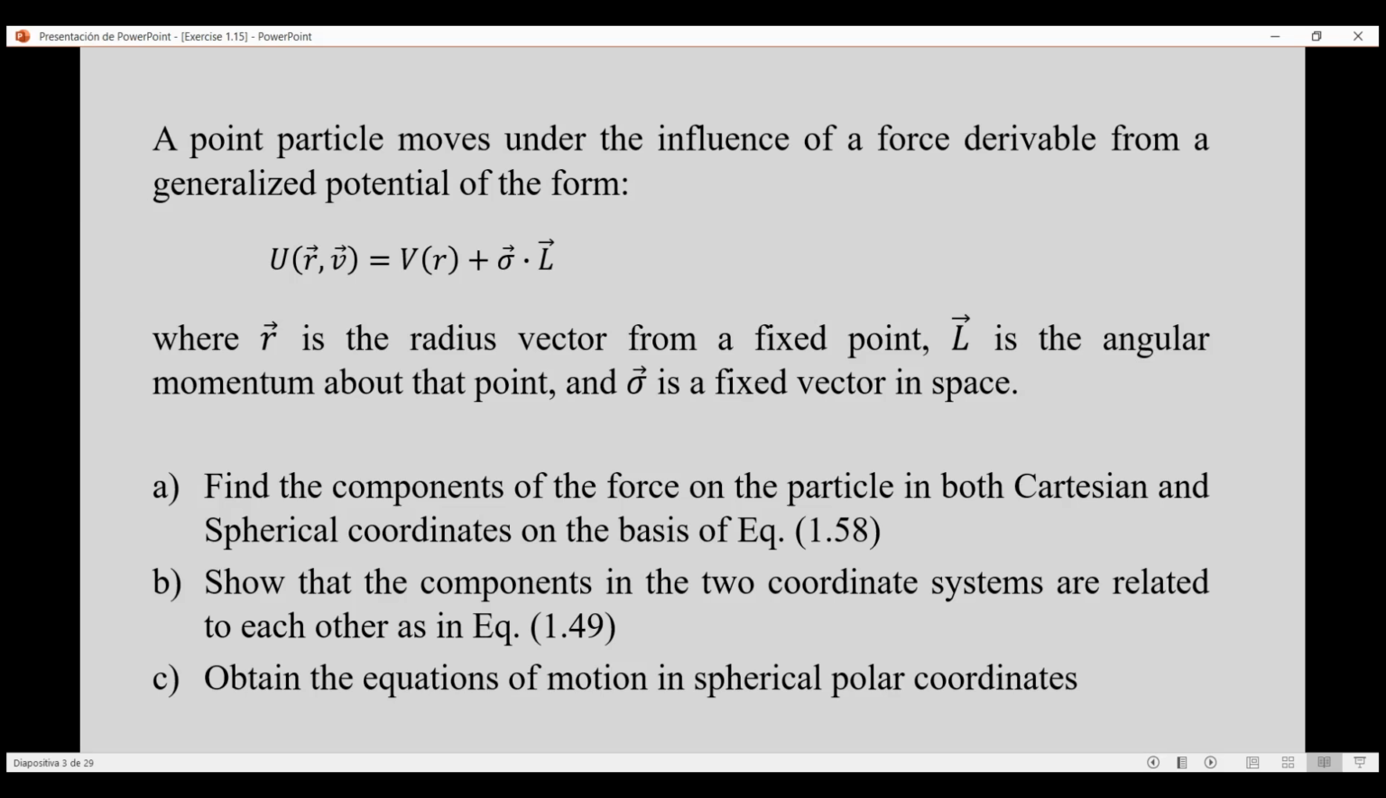And the problem asks A, find the components of the force on the particle in both Cartesian and spherical coordinates on the basis of equation 158 of the book. B, show that the components in the two coordinate systems are related to each other as in equation 149. And finally, obtain the equations of motion in spherical polar coordinates.